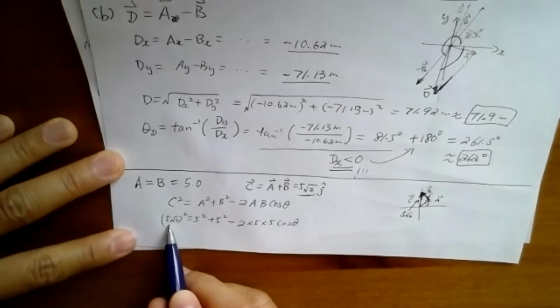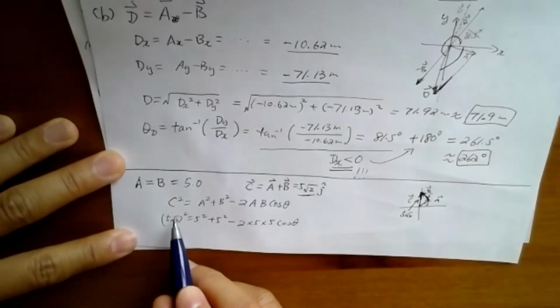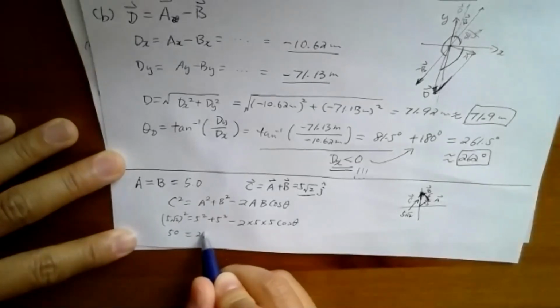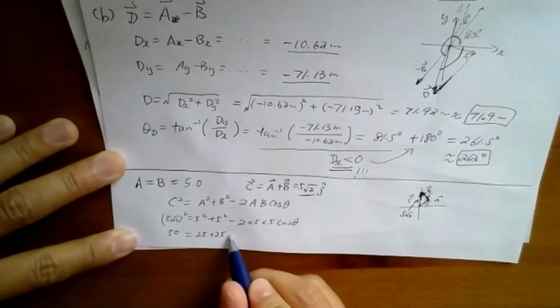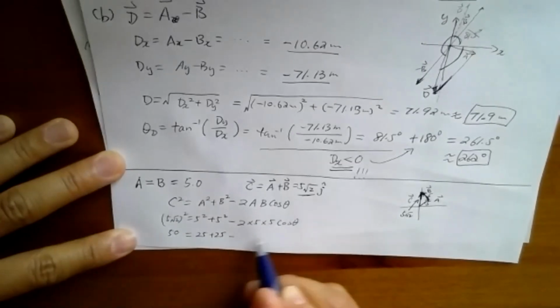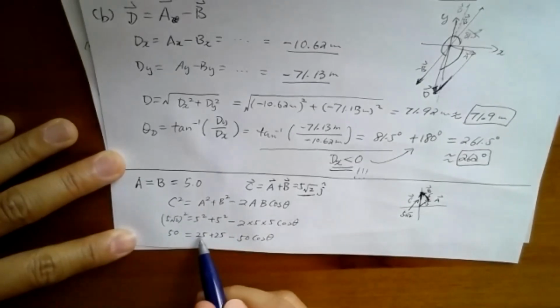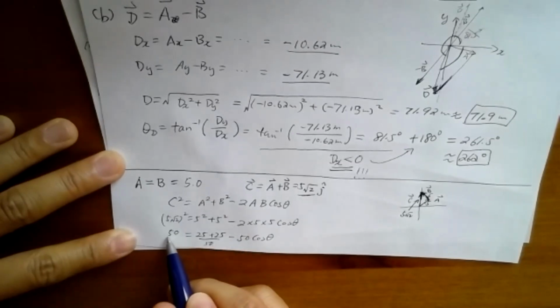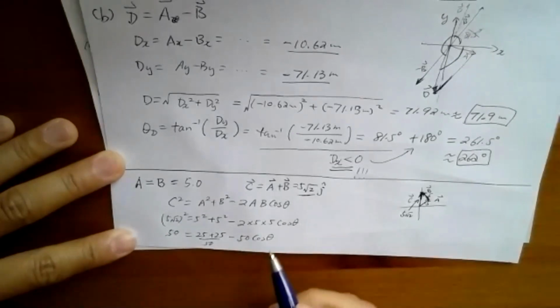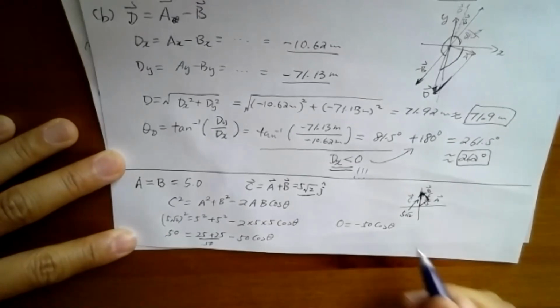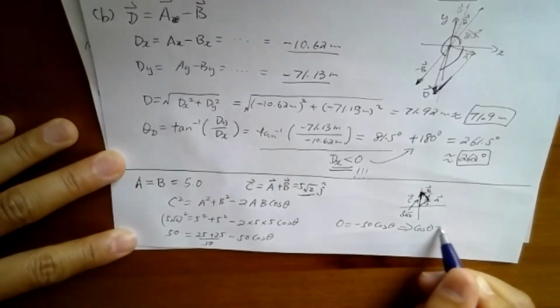On the left here, 5 squared will be 25, square root 2 squared will be 2, so 25 times 2 will be 50. And then this is 25 plus 25 minus 2 times 5 times 5, which gives me 50 cosine theta. You'll see that 25 plus 25 is 50, so the 50 and 50 cancel out. So it tells me that 0 equals minus 50 cosine theta, which means cosine theta equals 0.